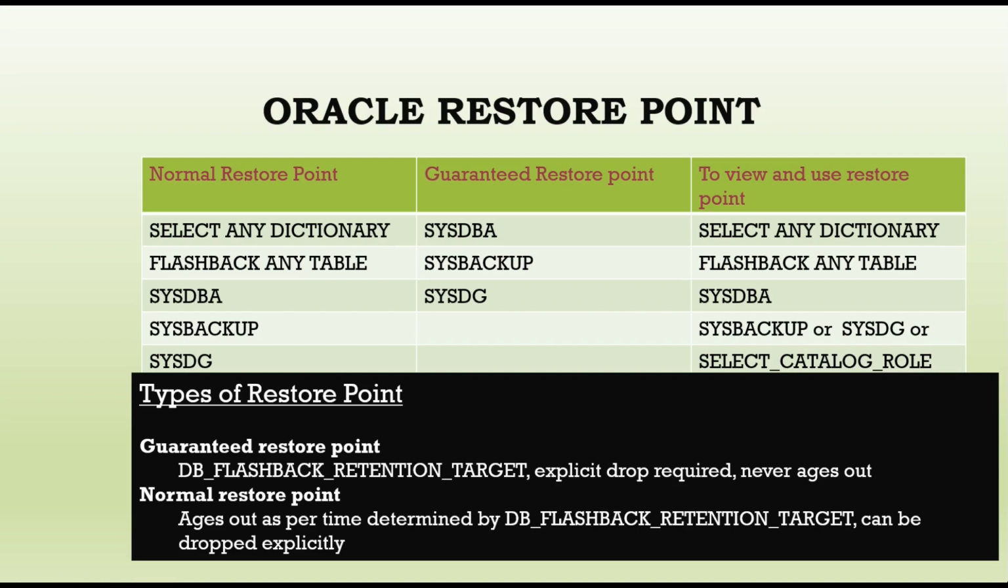In case of a normal restore point, it is as per the DB flashback retention target parameter. Suppose it is set to 7 days, then it will age out after 7 days, and it can be dropped explicitly as well. Suppose it is 7 days and you are done with your activity in 2 days, then you can simply go ahead and drop that normal restore point. So we'll create some restore points and see what parameters we need.